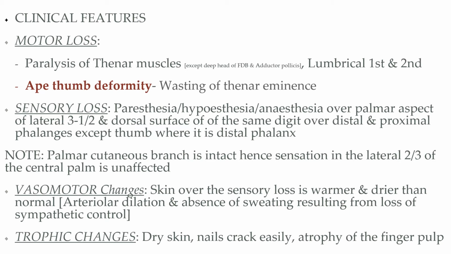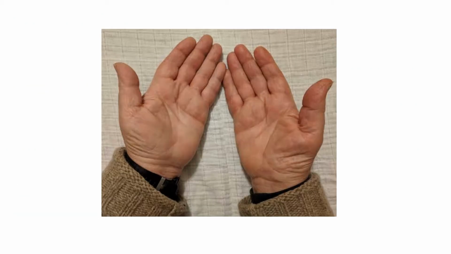The patient will come with vasomotor changes like the skin will be dry and warmer, and trophic changes like drying of the skin, nail cracking, and atrophy of the finger pulp will occur. This illustration is to show you how ape thumb deformity looks. On the left side is the normal palm, and on the right side you can see, because of the paralysis of the thenar muscles, thenar eminence is flattened. So this is how ape thumb deformity looks.